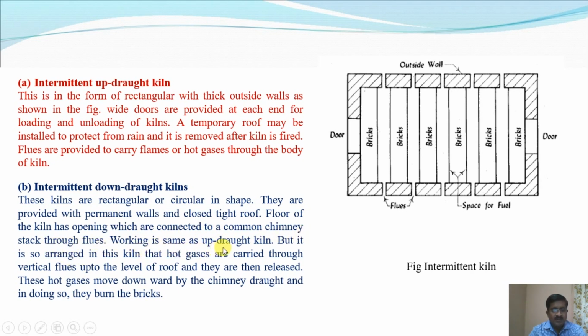Working is the same as the updraft kiln but is arranged in such a way that the hot gases are carried through vertical flues up to the level of the roof and they are then released. These hot gases move downward by the chimney draught and in doing so they burn the bricks.